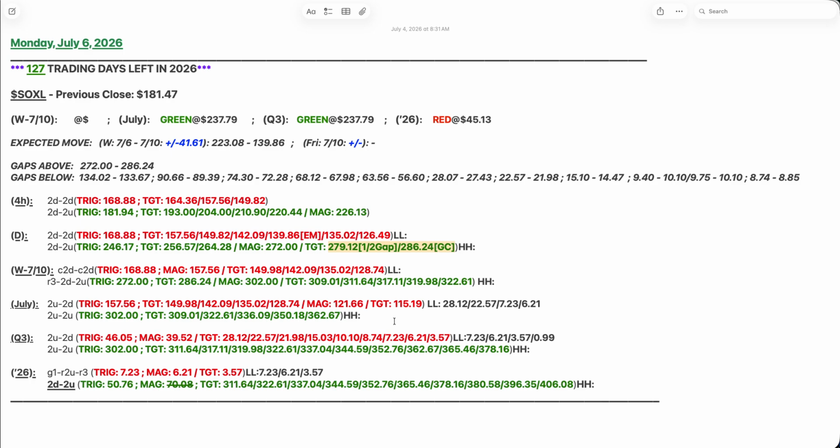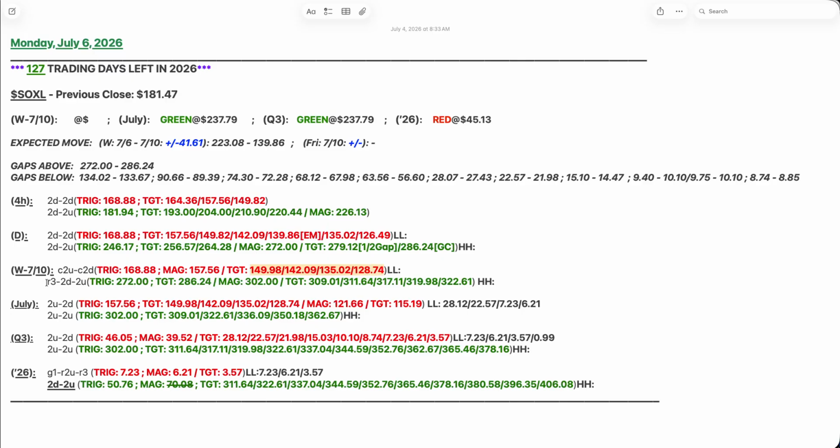On the 4 hour, there is a two down continuation. That's a possibility, right? If we go below 168.88, then that triggers that two down continuation. We've got a couple of extended targets listed out here for you. If we go to the upside, we get this 2 down, 2 up triggers at 181.94, takes you to 226.13, which would then trigger a combo 2 down, 2 up. But that's really a long ways off. I'm actually going to take that one off of there. So again, 2 down, 2 up triggers at 181.94, magnitude being all the way up there at 226.13 in this shorter term downtrend that we're in right now.